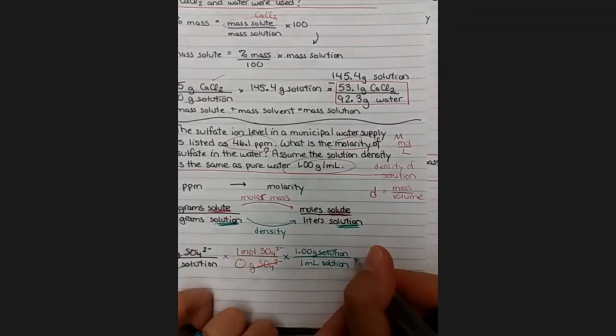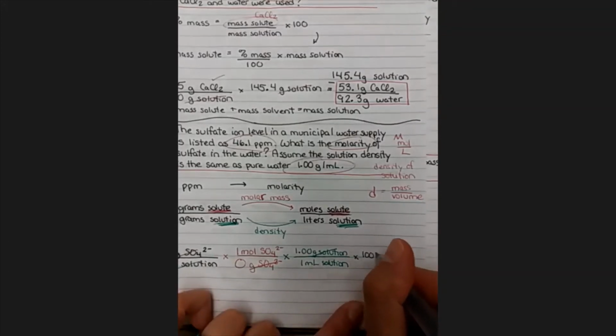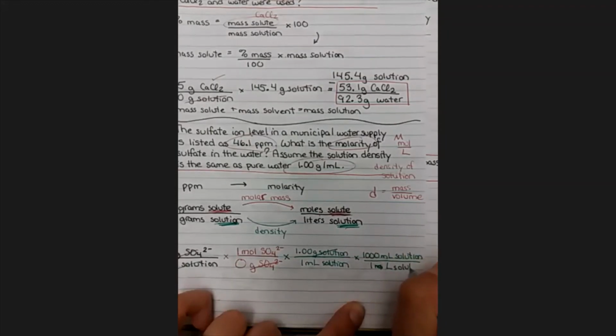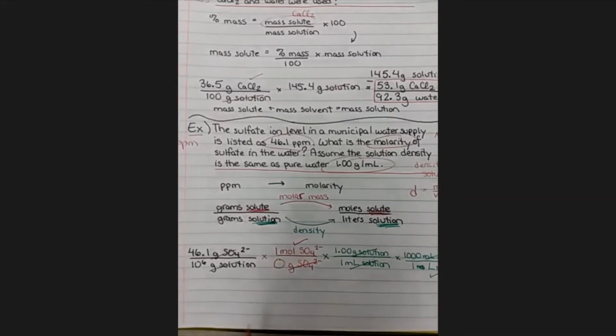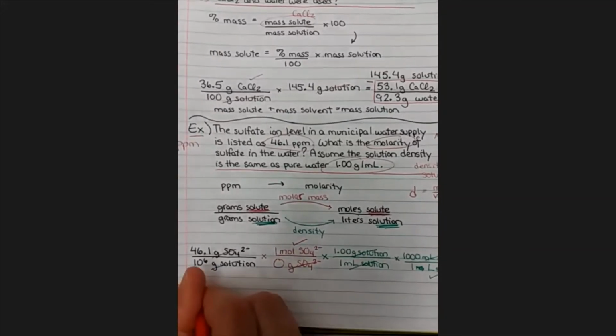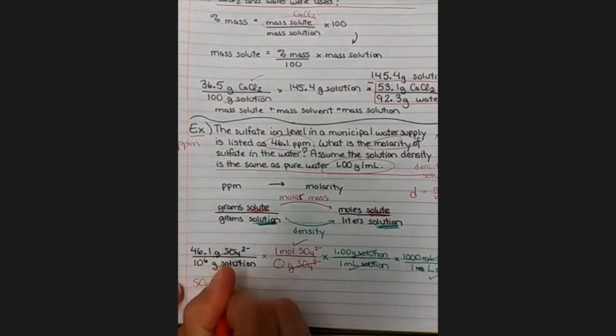And finally, molarity is usually reported in moles per liter, and we've gotten stuck at milliliters, so we'll just toss on one extra term to convert from milliliters of solution to liters of solution. 1,000 milliliters, whoops, in 1 liter. So milliliters of solution cancels with milliliters of solution. That leaves us with liters of solution on the bottom and moles of sulfate on the top. So we're in excellent shape now, except we've forgotten to calculate the molar mass. So we need to do that before we can calculate.